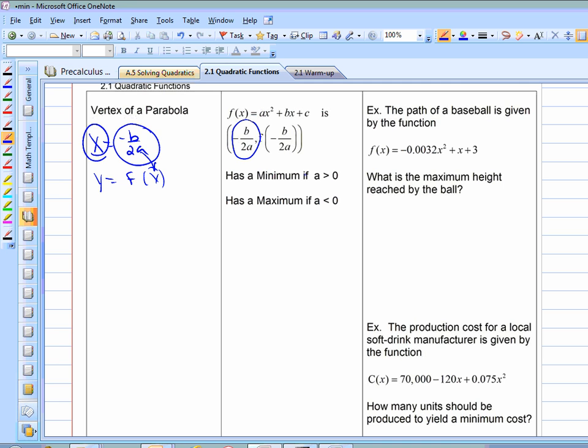So let's take a look at this. If it's a negative, we know our graph would turn downward. Just going to kind of do this. And this is the distance from home plate. And this would be the height.